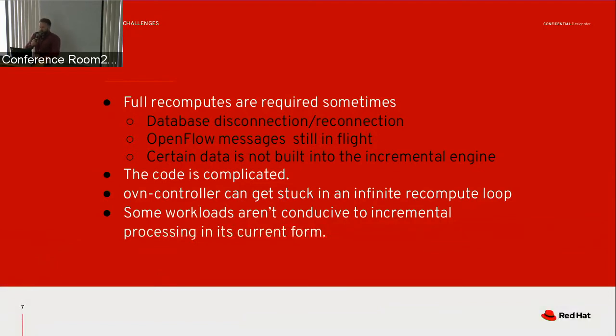So for instance, if OVN controller disconnects from a database and then reconnects, the incremental processing engine thinks it might have missed some updates and therefore has to do a full recompute of everything. Similarly, if the incremental engine runs and it finds that it can't send OpenFlow because the socket is being used, there's still messages in flight, it'll abandon what it tried to do and then do a full recompute next time.